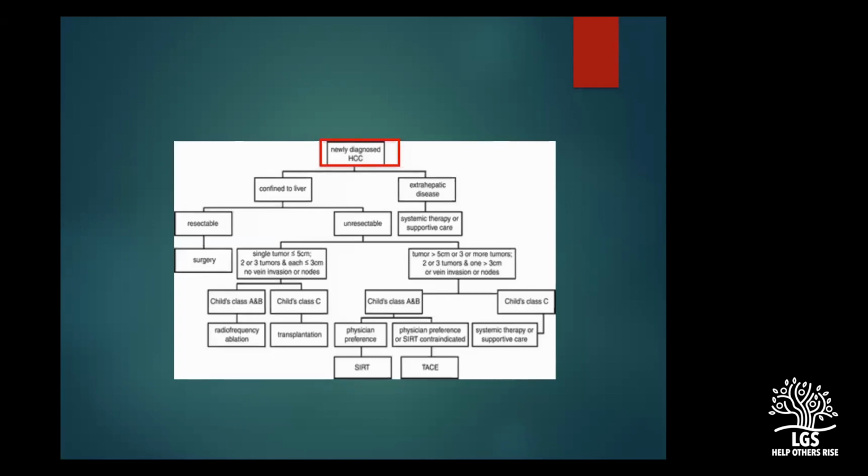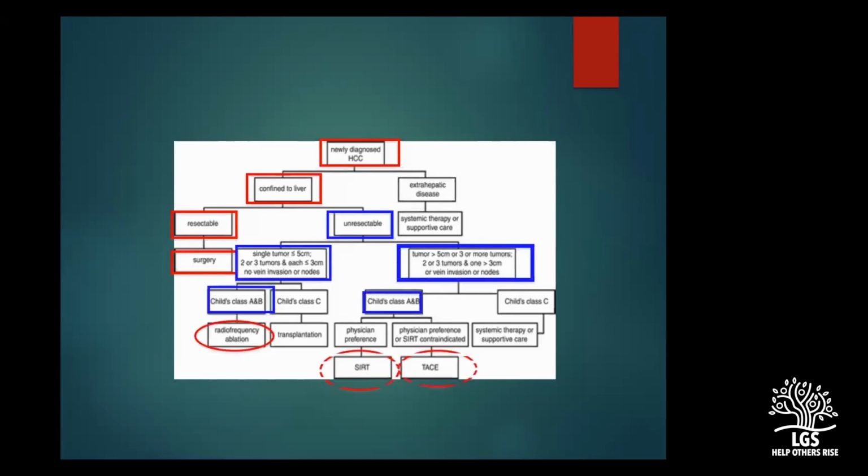So if somebody has newly diagnosed HCC, if it is confined to the liver and it is resectable, they go in for surgery. We all know that. If it is unresectable, and it's less than 5 centimeters, the Milan criteria, we all know about that, and Child C, they go for transplantation. If it's Child class A or B, you either go for TACE or TARE.